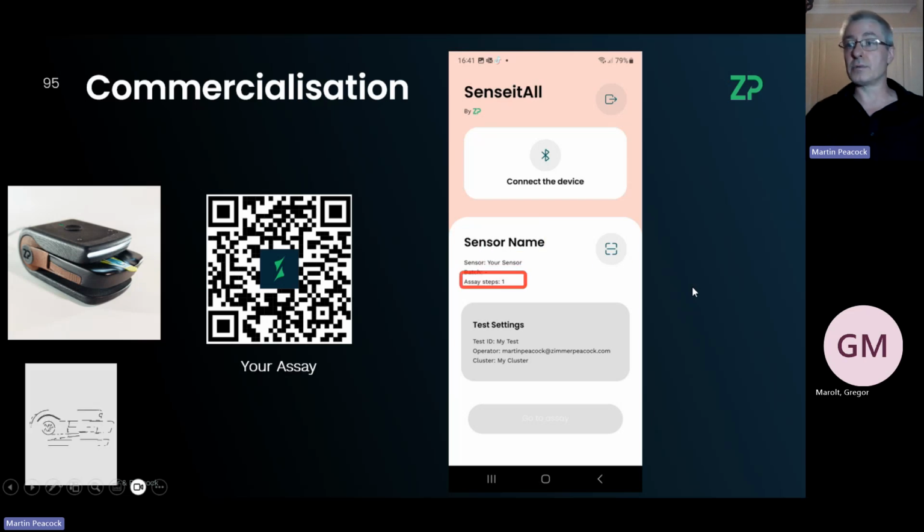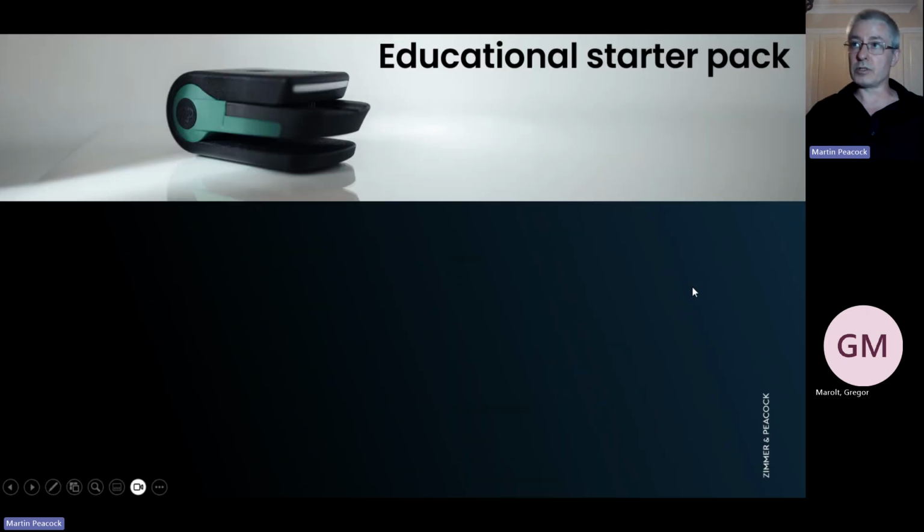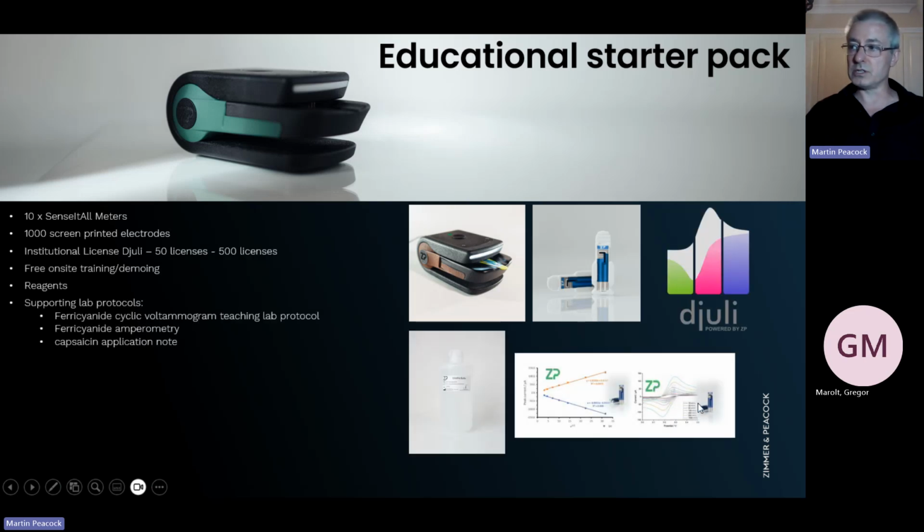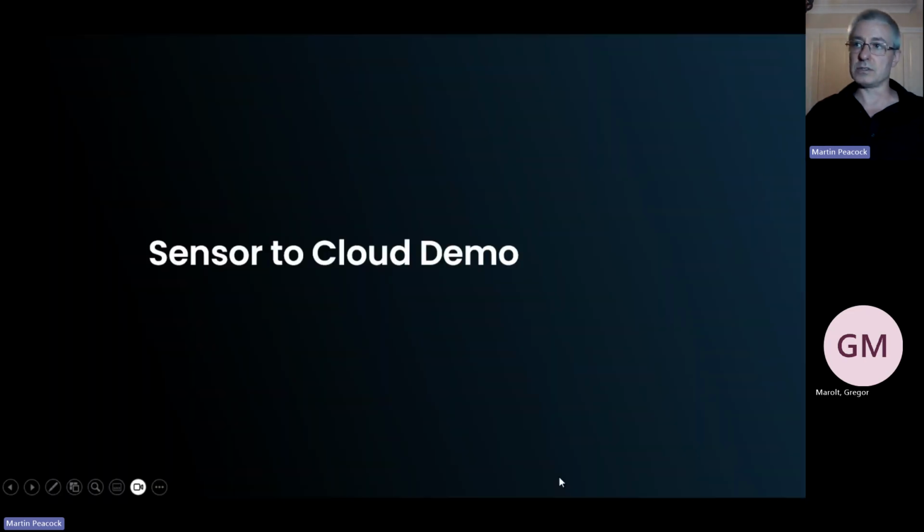So these are all editable fields. So I hope you get the hardware and you'll be able to try this. We are doing an educational starter pack as well. So if people are interested in using this for teaching and inspiring students, then there is definitely a pack. I want to just talk about sensor to cloud. So what I'm going to do now is a quick demonstration.